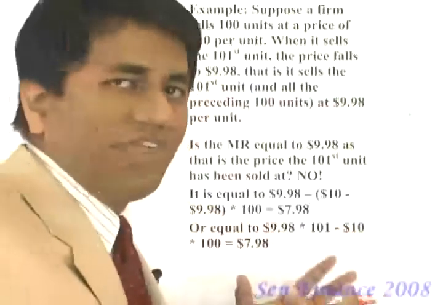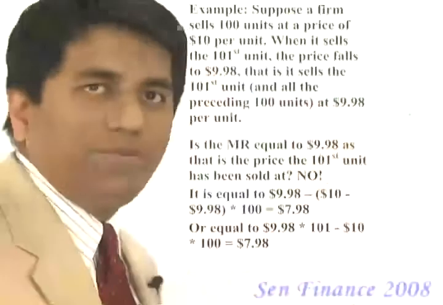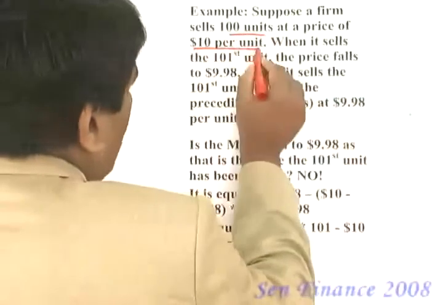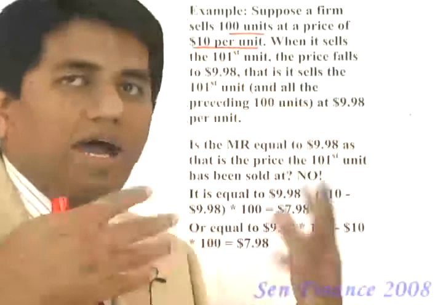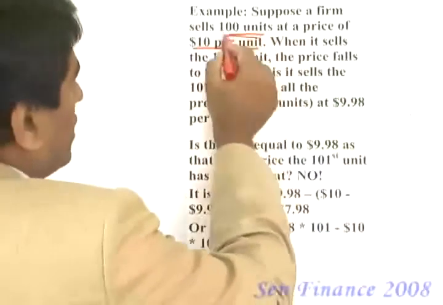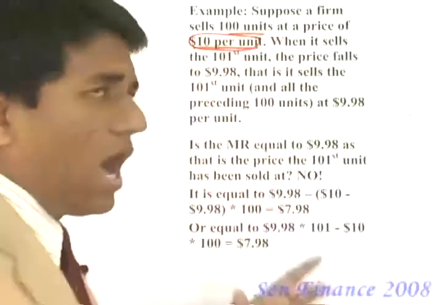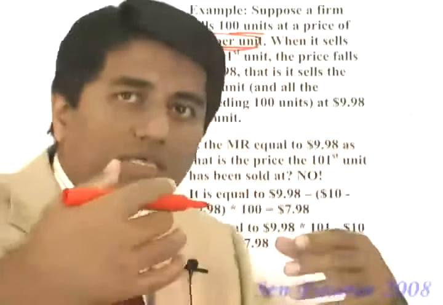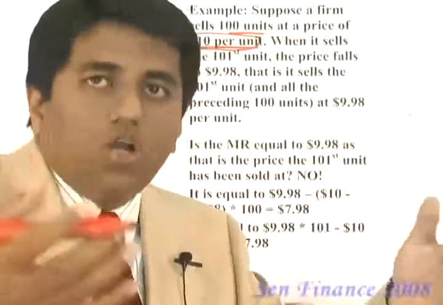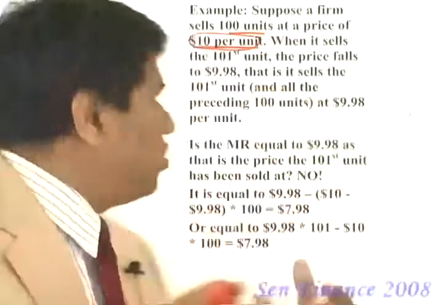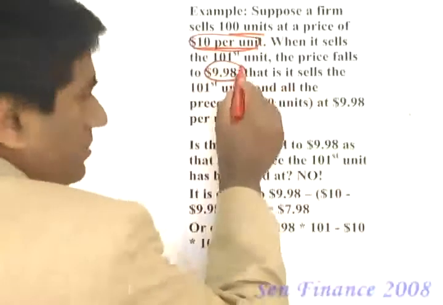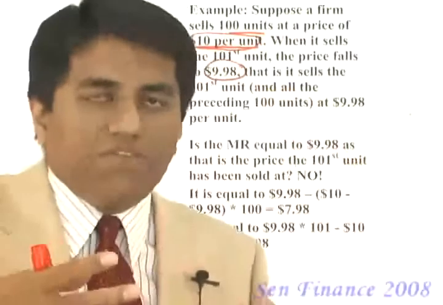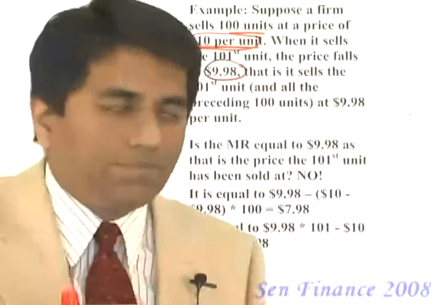Here we have an example of marginal revenue. A firm produces 100 units at a price of $10 per unit. So it can sell 100 units at $10 per unit. However, when it sells the 101st unit, the price, because of the greater quantity being sold, falls to $9.98. So the question is, what is the marginal revenue for this firm at that point?